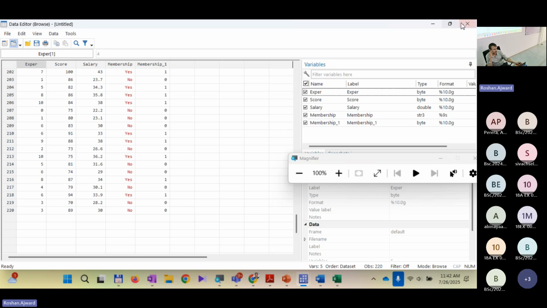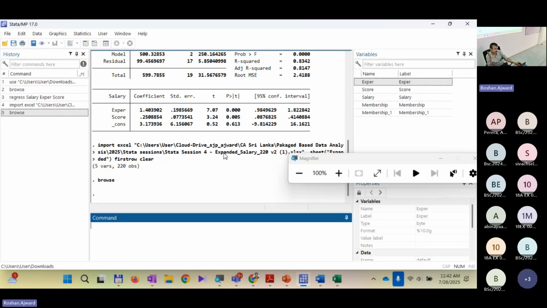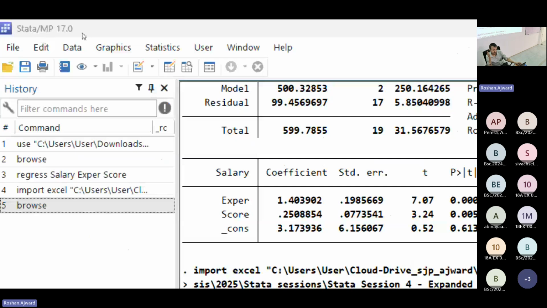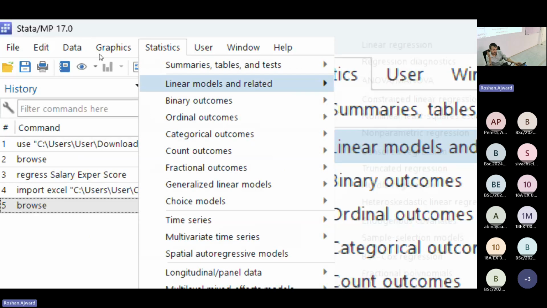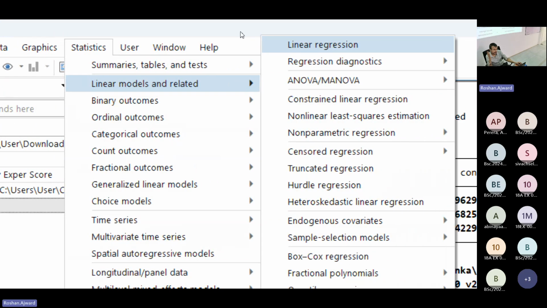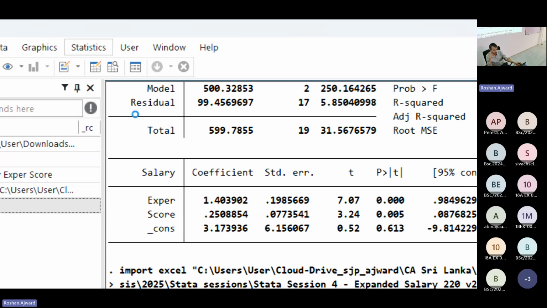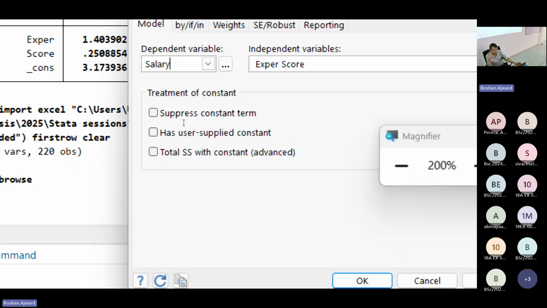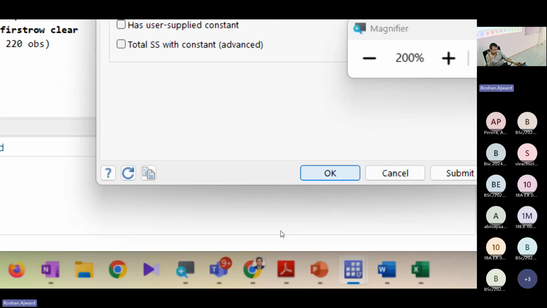Now run the regression. How to run the regression? Go to Statistics, then Linear models, then Linear regression. Again, what's the dependent variable? Salary. The independent variables are experience and score. You press OK.